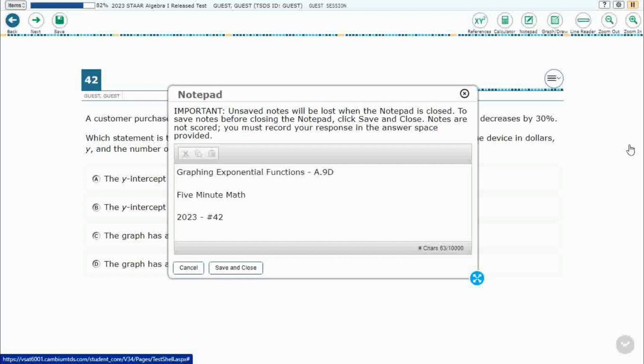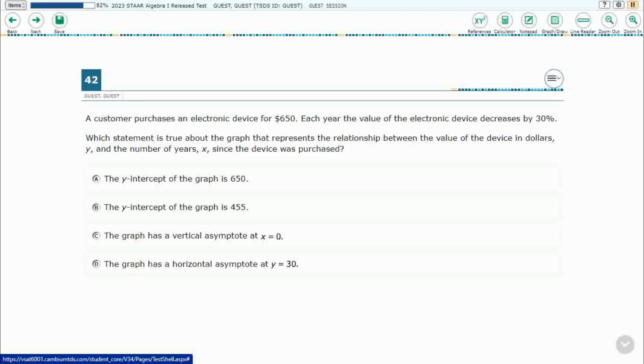Today we are looking at the Algebra 1 concept of graphing exponential functions. This is standard A.9D in the great state of Texas, and we are using item number 42 of the 2023 released STAAR test. If you haven't done so already, please go ahead and take a moment to pause the video, work this problem out on your own, unpause it, and we will look at our answers together.